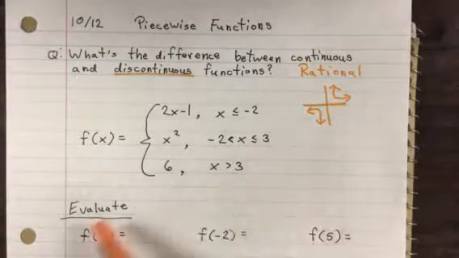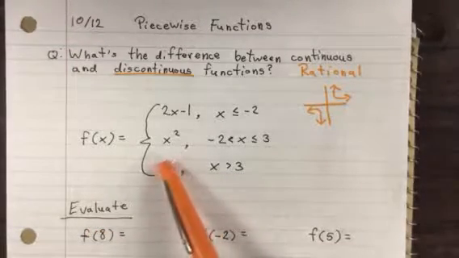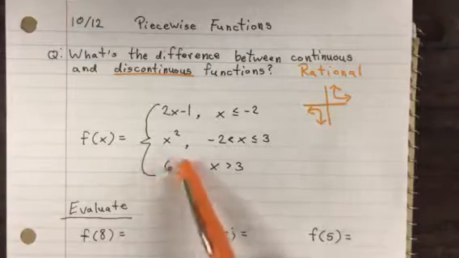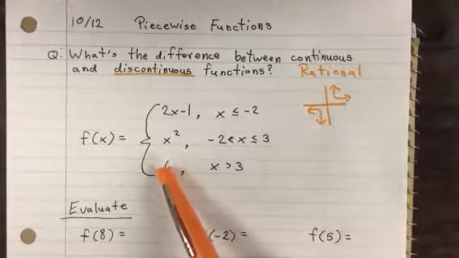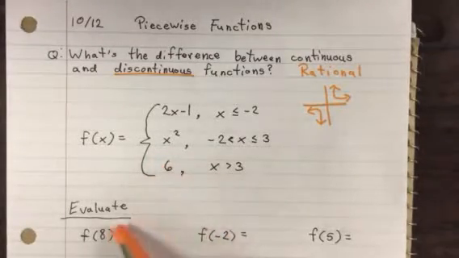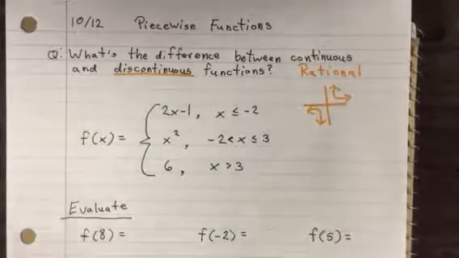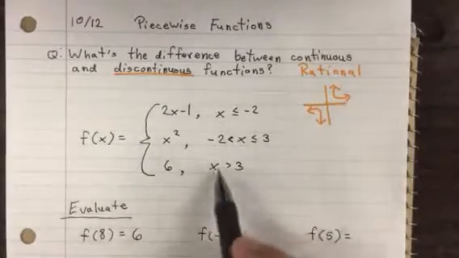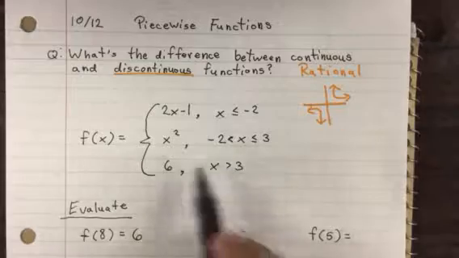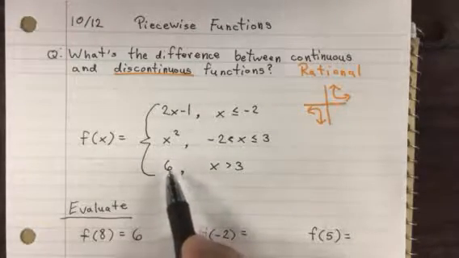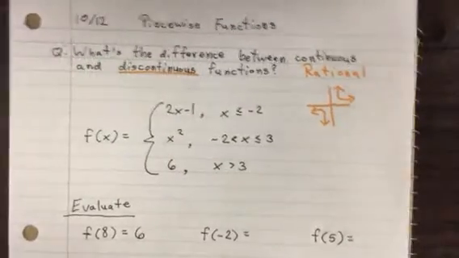Okay, so I need to plug in my 8 value over here. But we don't have an x. So automatically our answer is going to be 6. Okay, so 8 is greater than 3. We would plug in the 8, but we don't have an x, so it's automatically just that number 6.